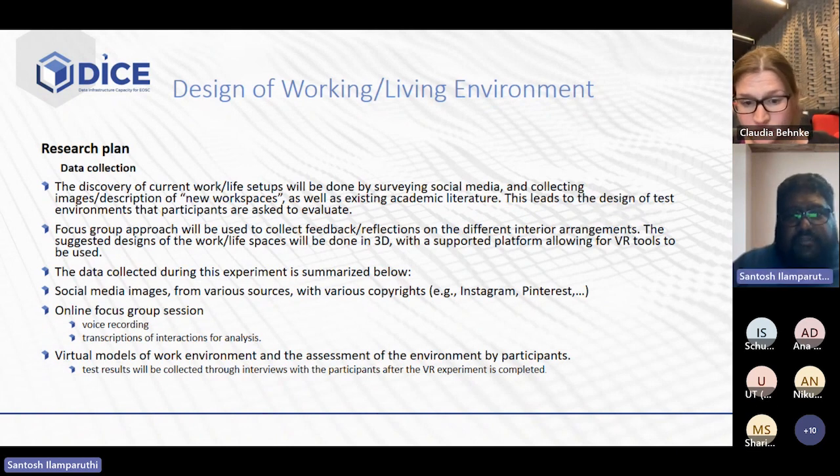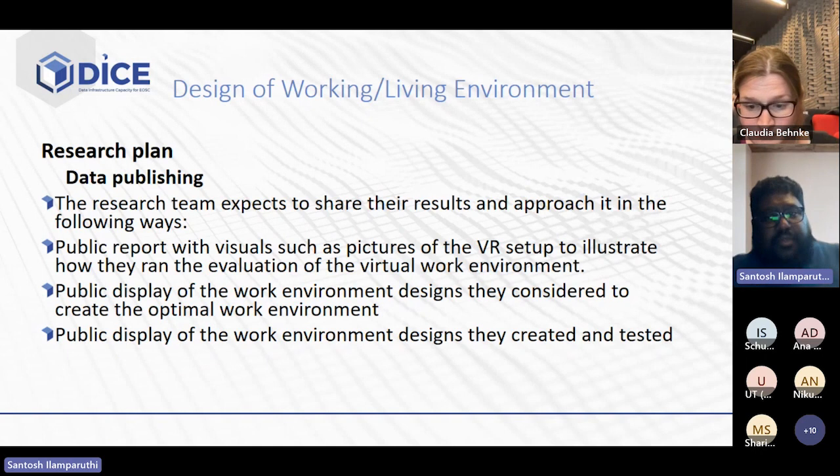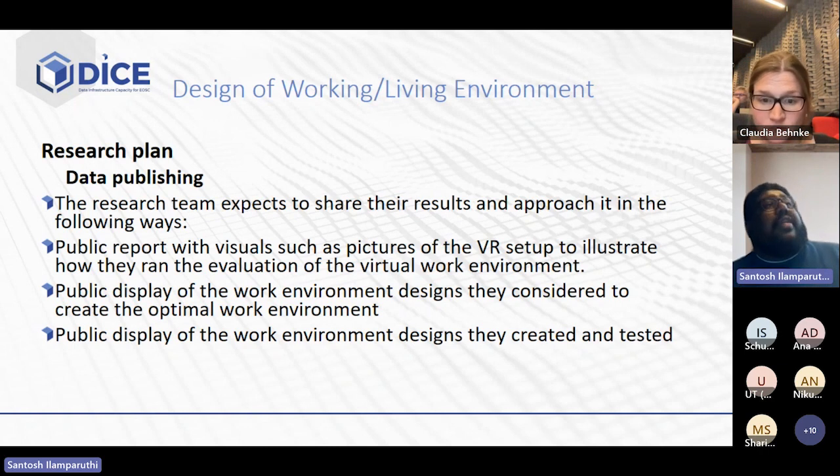Okay. And finally, data publishing. Right. So in the publishing case, the research team expects to share the results and approach in the following ways. A public report with visuals such as pictures of the VR setup to illustrate how they ran the evaluation of the virtual work environment. Public display of the work environment designs they considered to create the optimal work environment. And then finally, public display of the work environment designs they created and tested.